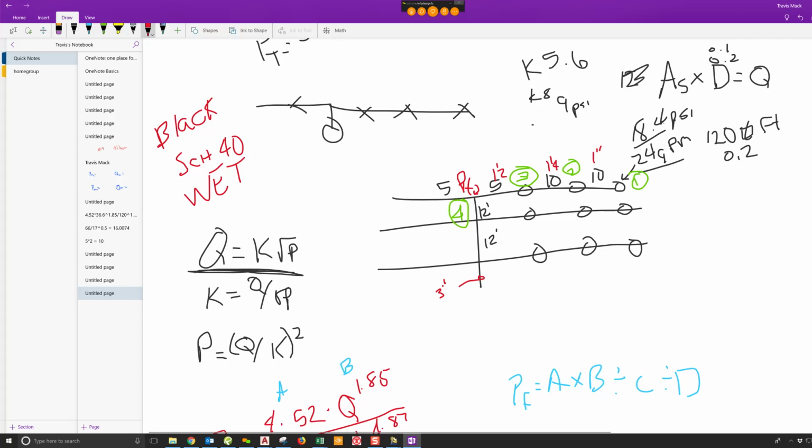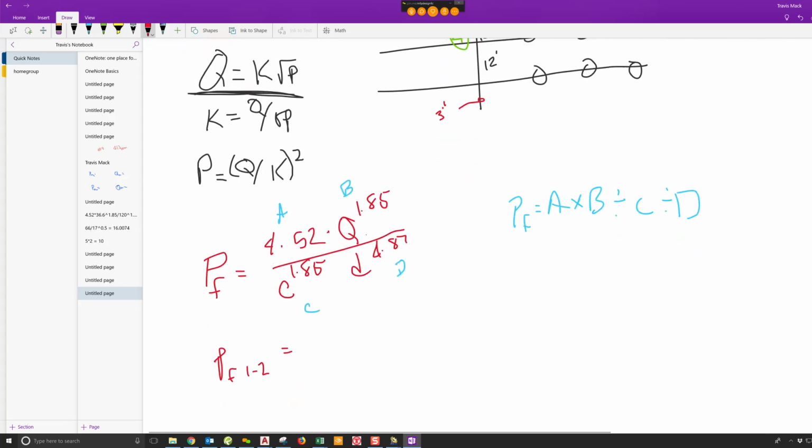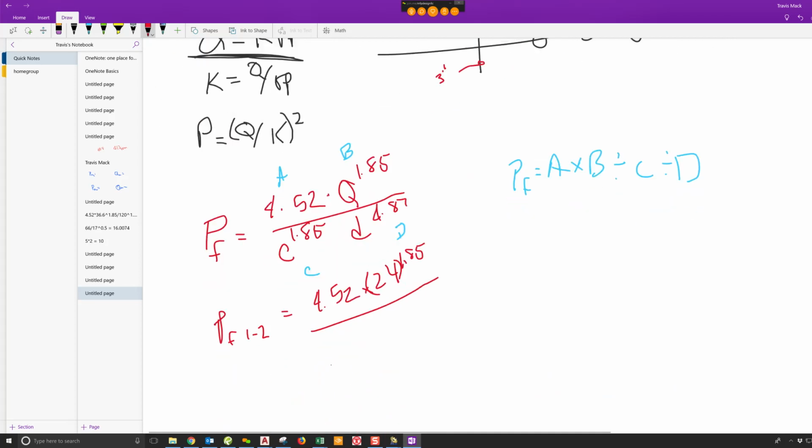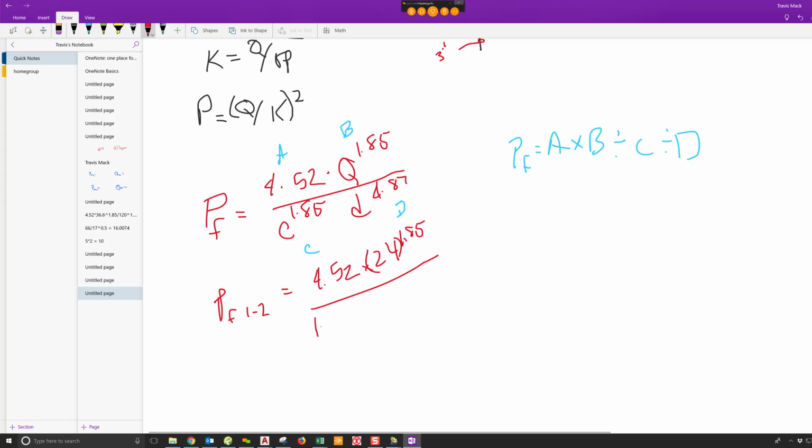Okay, so we need to know what our friction loss is through here. Our starting flow is 24 gallons. So we look in this formula right here. So we have 4.52 times 24 to the 1.85 divided by black steel pipe. What's the C factor for a wet system with black steel pipe? I assume you guys know this off the top of your head. Okay, yeah. And then the diameter of 1 inch schedule 40, 1.049 to the 4.87. So this is going to give us the friction loss per foot.